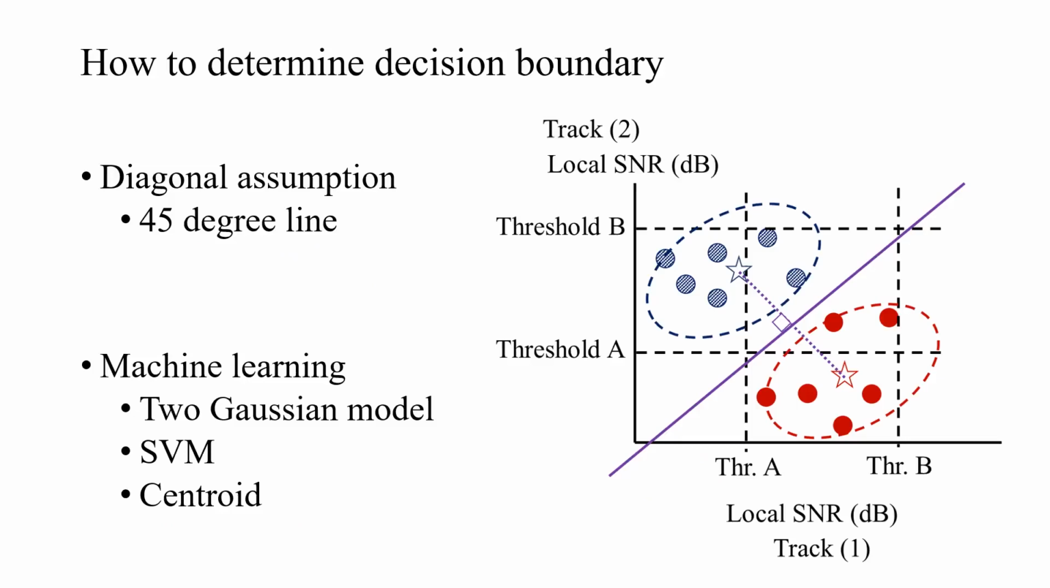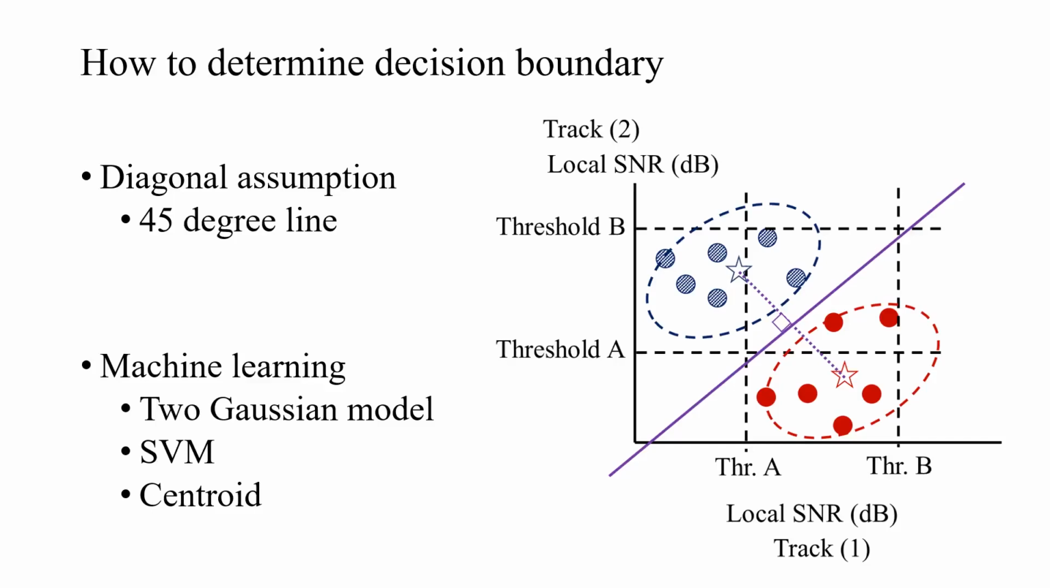Next question would be how to determine the decision boundary. The simplest method is just to draw a diagonal line. This is a good approximation and it actually works. However, it cannot handle a poor speaker with a microphone attached at a distance or speaking very softly. Using machine learning, the decision boundary can be estimated on a model of Gaussian or SVM. This paper used a simple method using a centroid as shown in this picture.